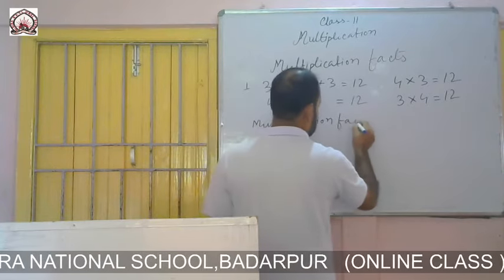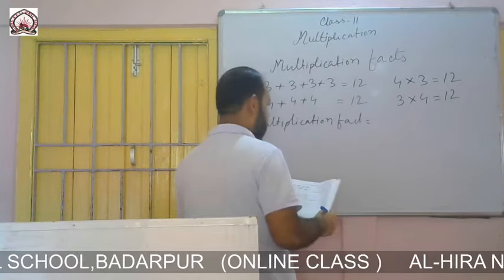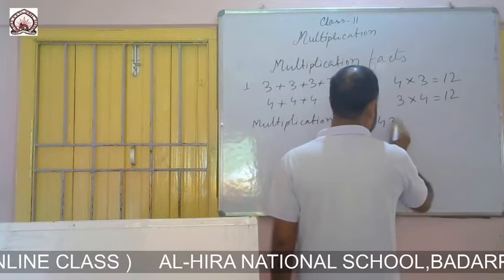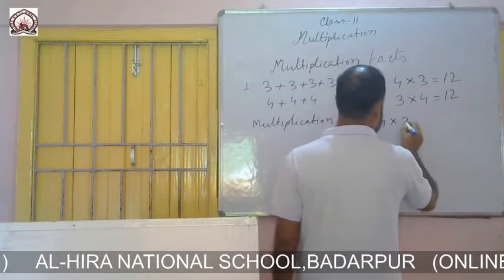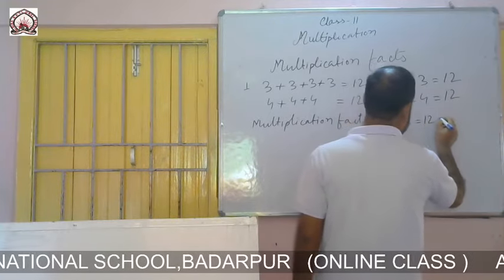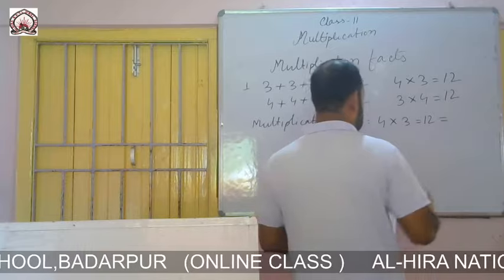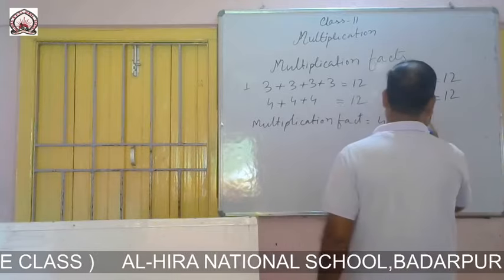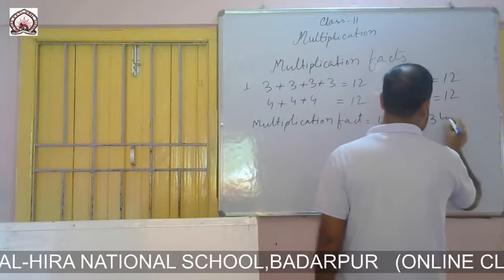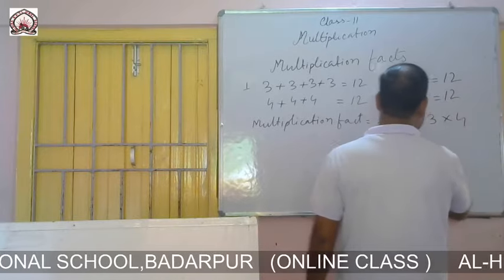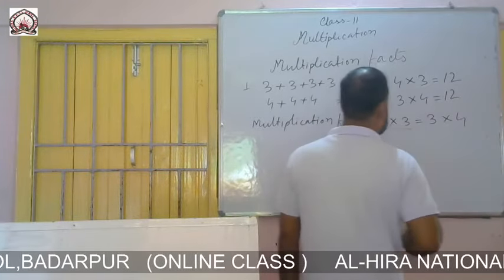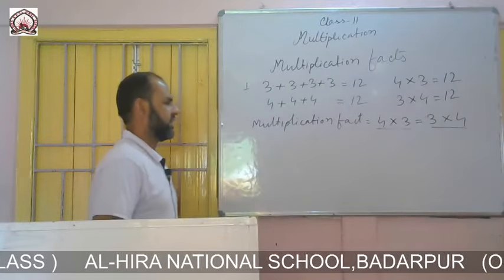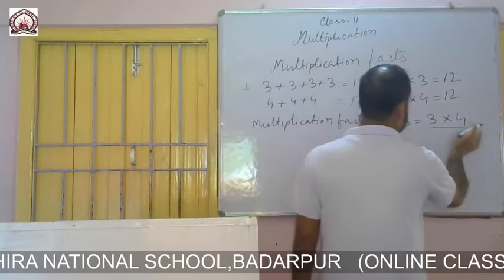So the multiplication fact is 4 3s are 12. No need to write both. 4 3s and 3 4s are both the same. 4 3s are 12 and 3 4s are also 12.